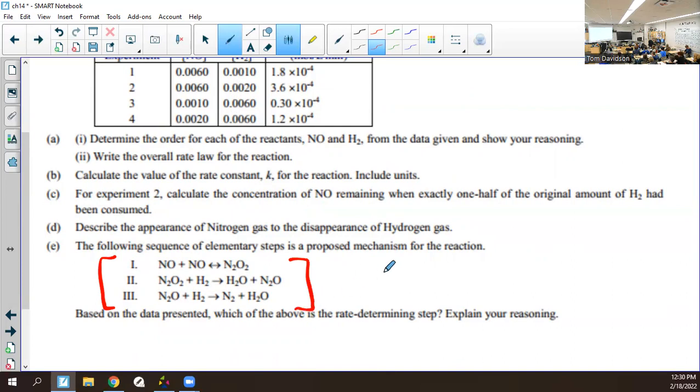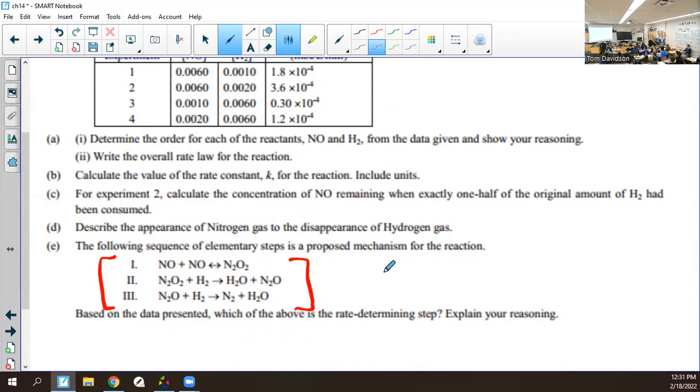The following sequence of elementary steps is proposed for the reaction. Based on the data presented, which of the above is the rate determining step, and explain your reasoning? Does anyone know what the answer is? First one? Nope. I guess three. Not three. Second is the correct one.